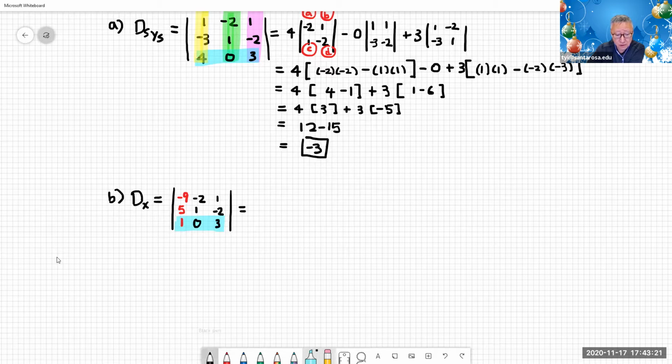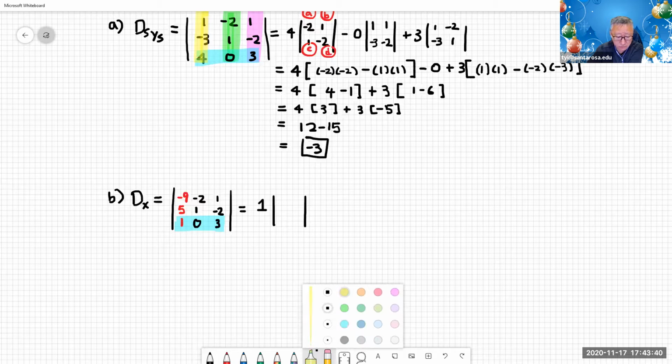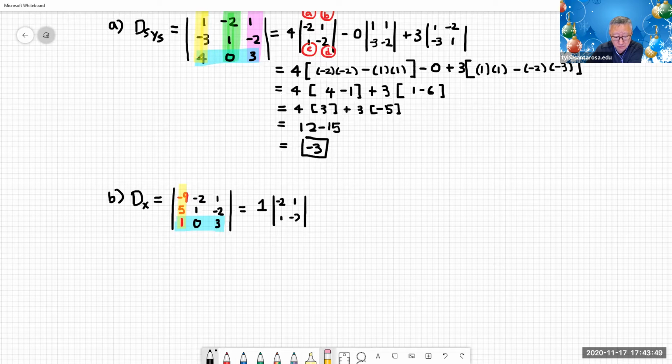The first one is the same sign convention, plus, minus, plus, right? So that's going to be 1 times the third row, first column. Okay, so I use the yellow here, and I'm going to shade this one. Remaining here is going to be minus 2, 1, and 1, minus 2. All right. Second one is going to be 0. Okay.